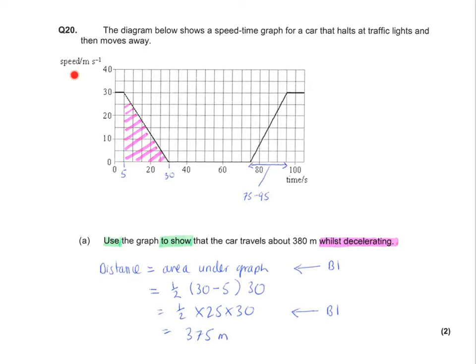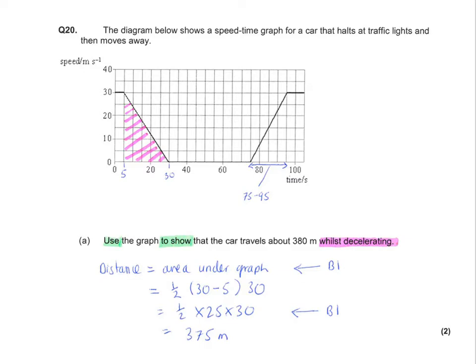So we have a speed-time graph. The car halts at traffic lights and moves away. So clearly this middle section is the point at which the car has halted at the traffic lights. And we can see a deceleration approaching the traffic lights and an acceleration when leaving the traffic lights.